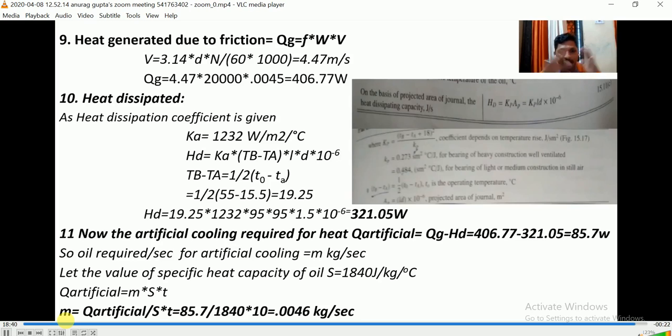In this manner you can use the design procedure for solving any design problem of the journal bearing. Thank you for all.